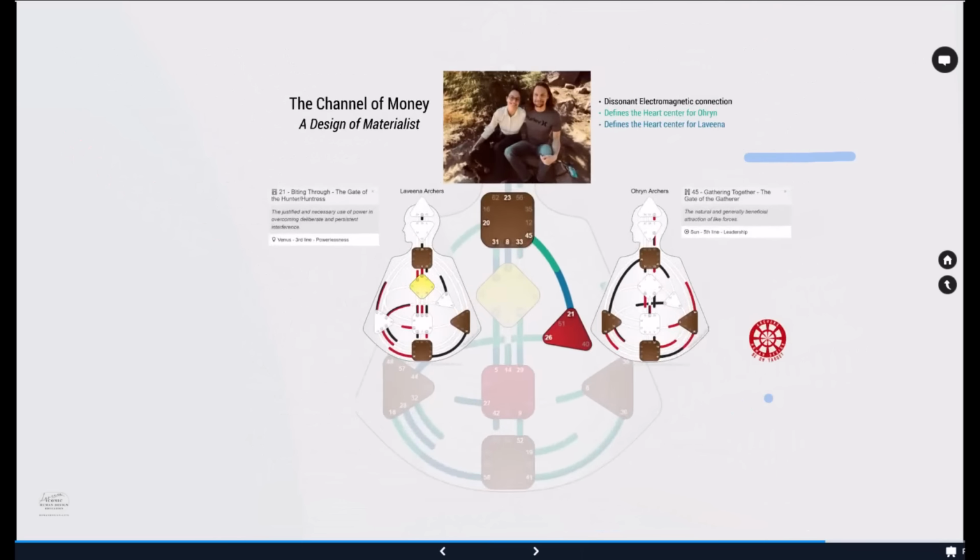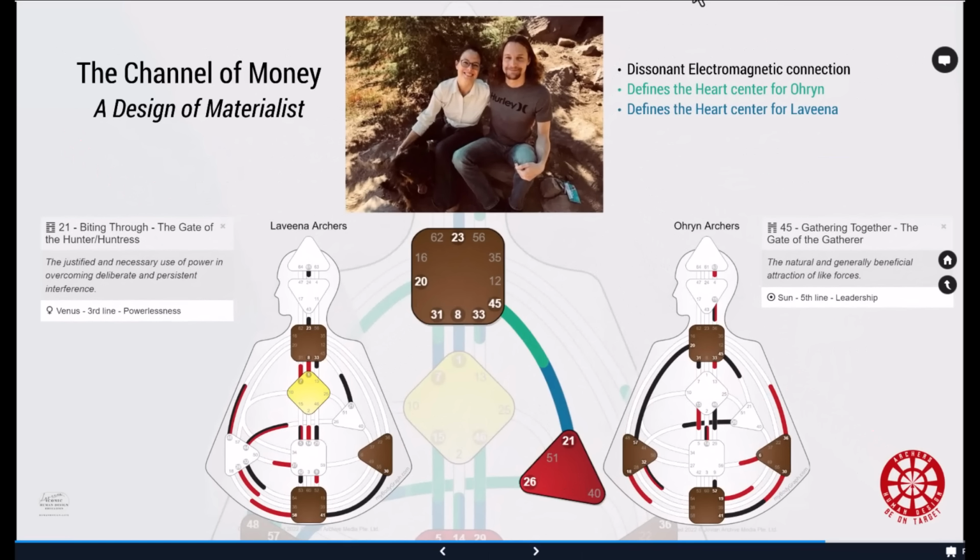Okay. Channel of money, design of a materialist. More specifically, we have a dissonant electromagnetic connection that defines the heart center for you, Oren, and also the heart center for you, Lavina. So what happens here is, Lavina, you are no stranger to feeling powerless in the face of somebody who has more power than you.